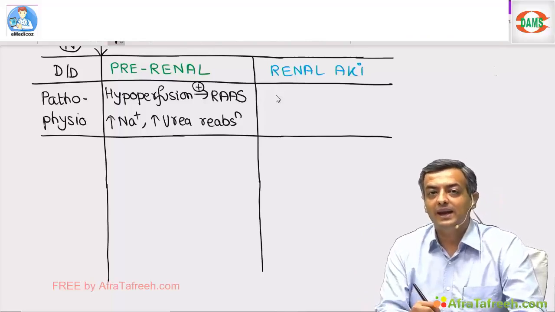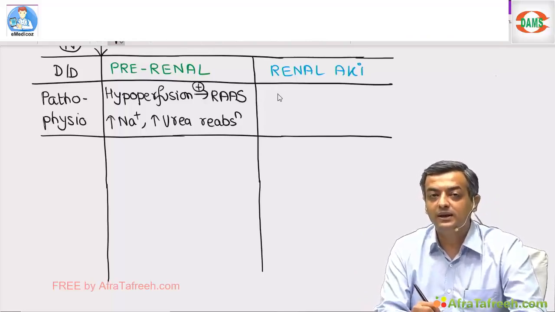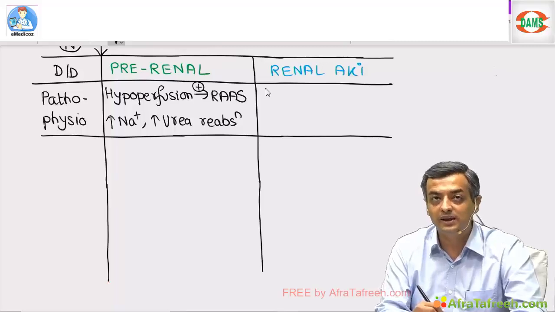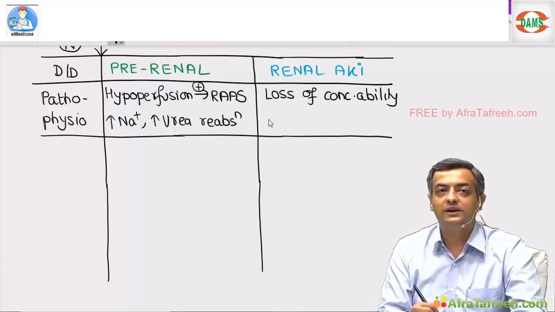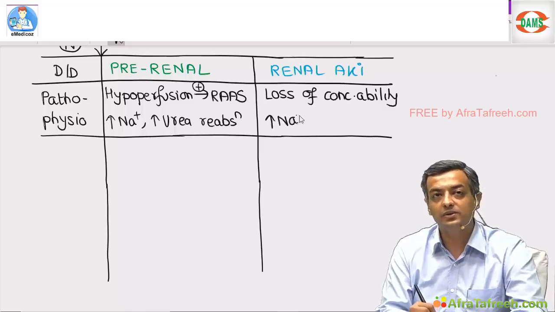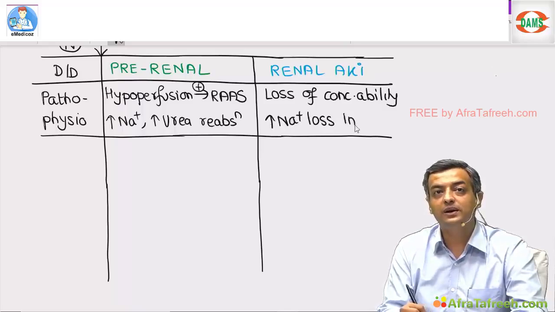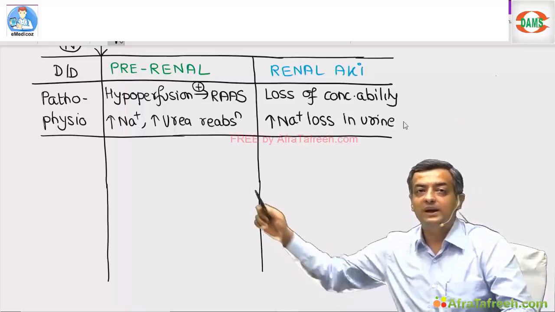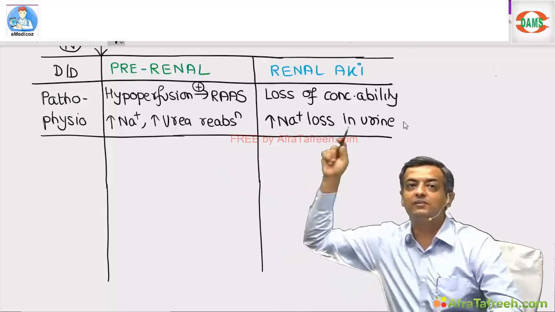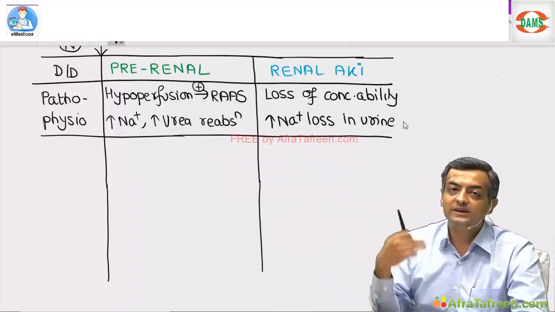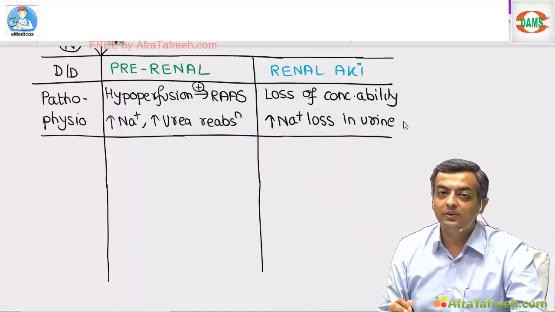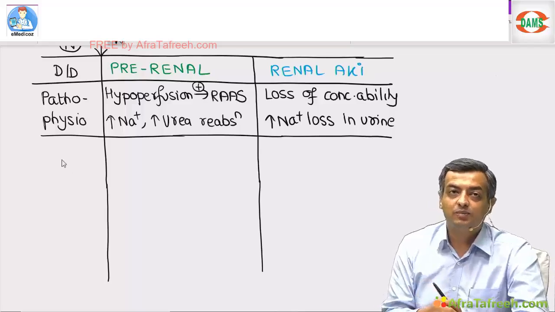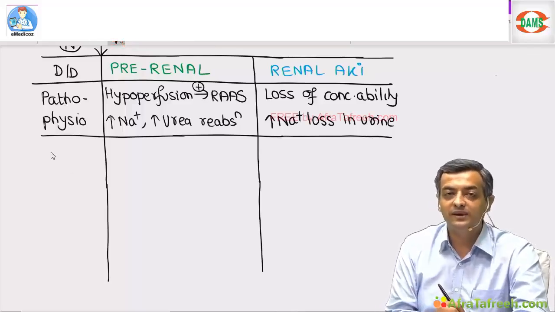In renal AKI, remember 95% are tubulo-interstitial. That means they have loss of concentrating ability. Due to loss of concentrating ability, there is increased sodium loss in the urine. Opposite, no? In pre-renal, sodium is reabsorbed from the urine. In renal, sodium is lost in the urine. So now you know, pathologically they are totally different entities. Based on that, you can create the differentiation table.